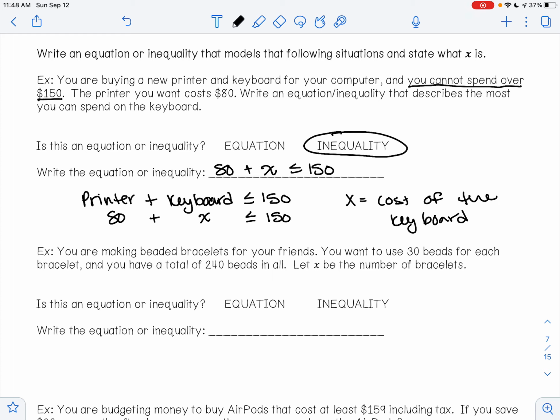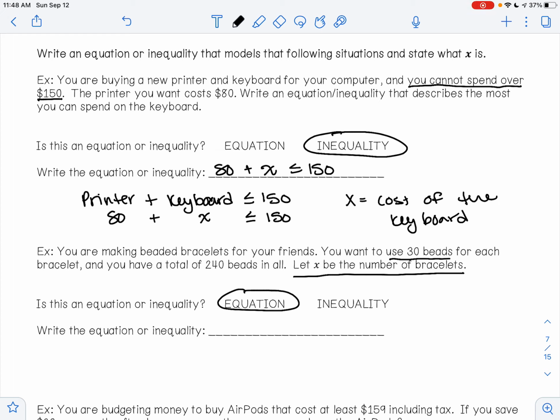Let's look at the next example. You are making beaded bracelets for your friends. You want to use 30 beads for each bracelet, and you have a total of 240 beads in all. Let X be the number of bracelets. So you want to use exactly 30 beads. It doesn't say at most, doesn't say at least. It says you want to use 30. So this is going to be an equation.